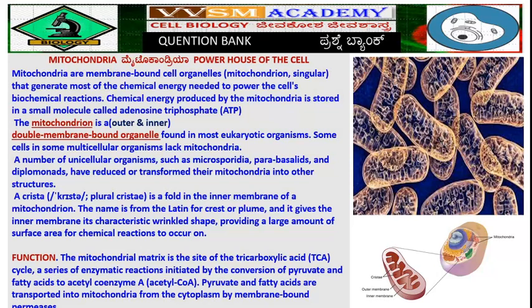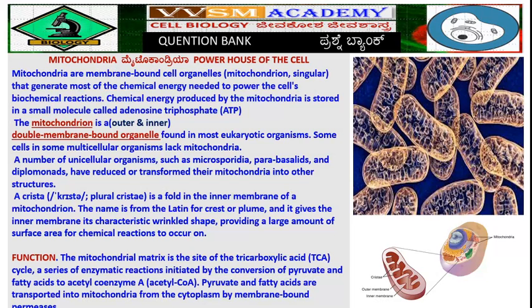The mitochondrion is a double membrane-bounded organelle found in most eukaryotic organisms. Some cells in some multicellular organisms lack mitochondria. A number of unicellular organisms such as microsporidia, parabasalids and diplomonads have reduced or transformed their mitochondria into other structures.